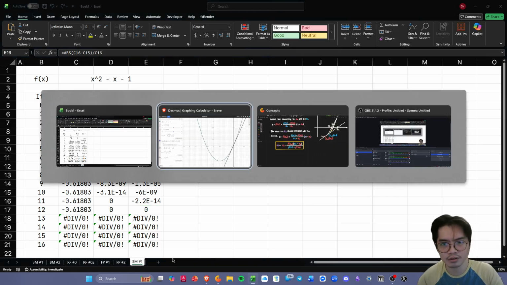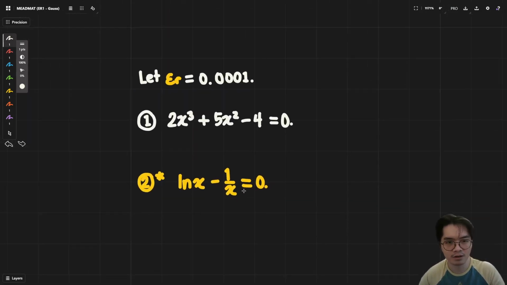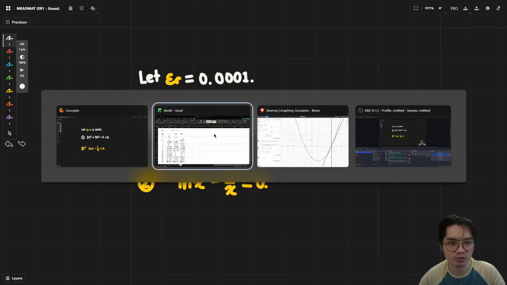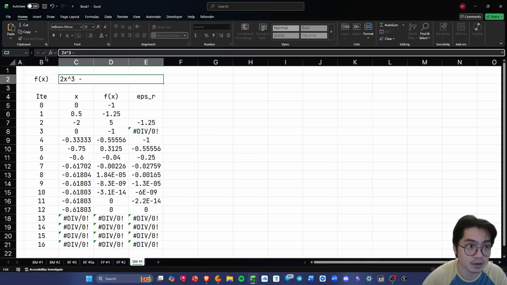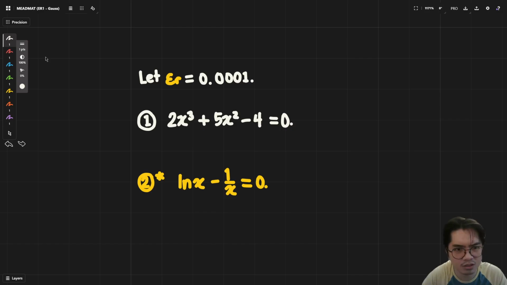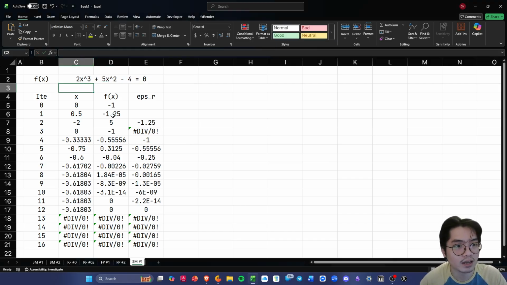Let's go with another example right here. Oh, we have 2 examples, rather. 2x cubed plus 5x squared minus 4 is equal to 0. 2x cubed plus 5x squared minus 4 equal to 0. And I think that's supposed to be plus. And let's just try this out.